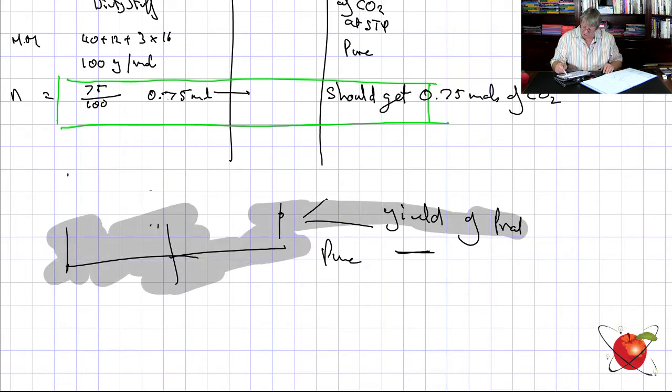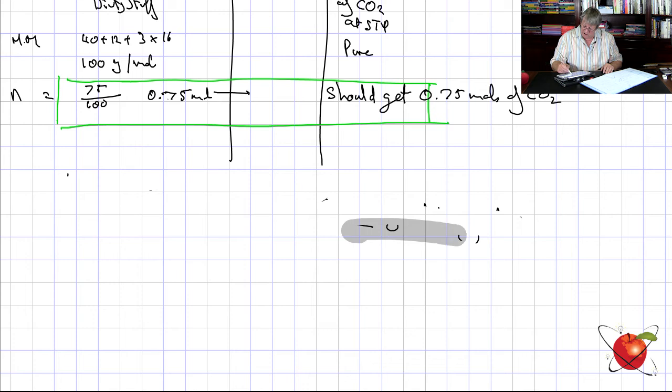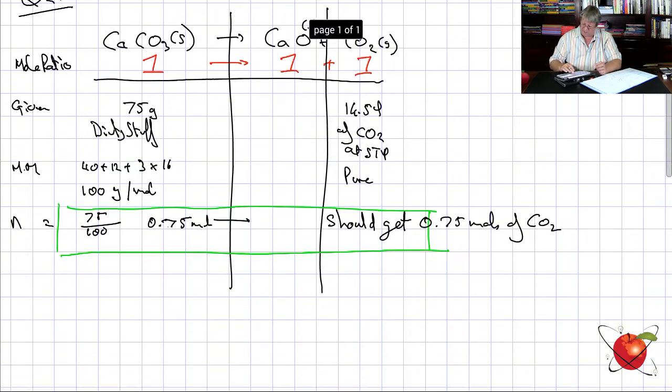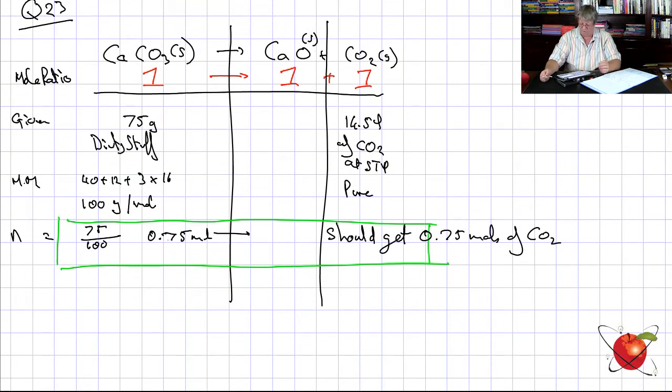Let's just get rid of all this. Okay, what do we do next? We say, okie dokes. Therefore, we should be getting 0.75 moles of CO2, right? How many moles of CO2 did we actually get?